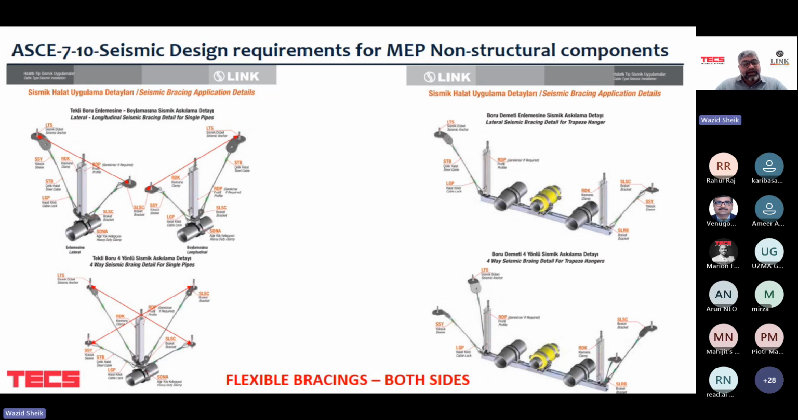So here we have lateral and longitudinal supports placed on the same support because it has to be restrained in all four directions. And similarly, we have it for the pipe rack as well, where it's restrained in both directions. Now, the critical point for all these systems is flexible bracing, which is done on both sides.